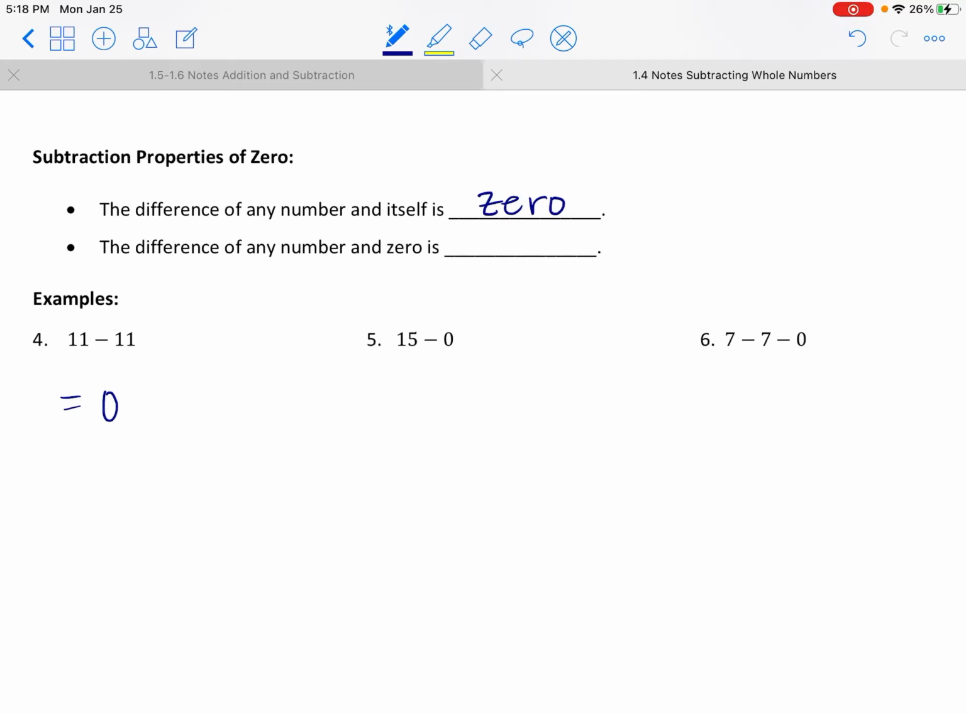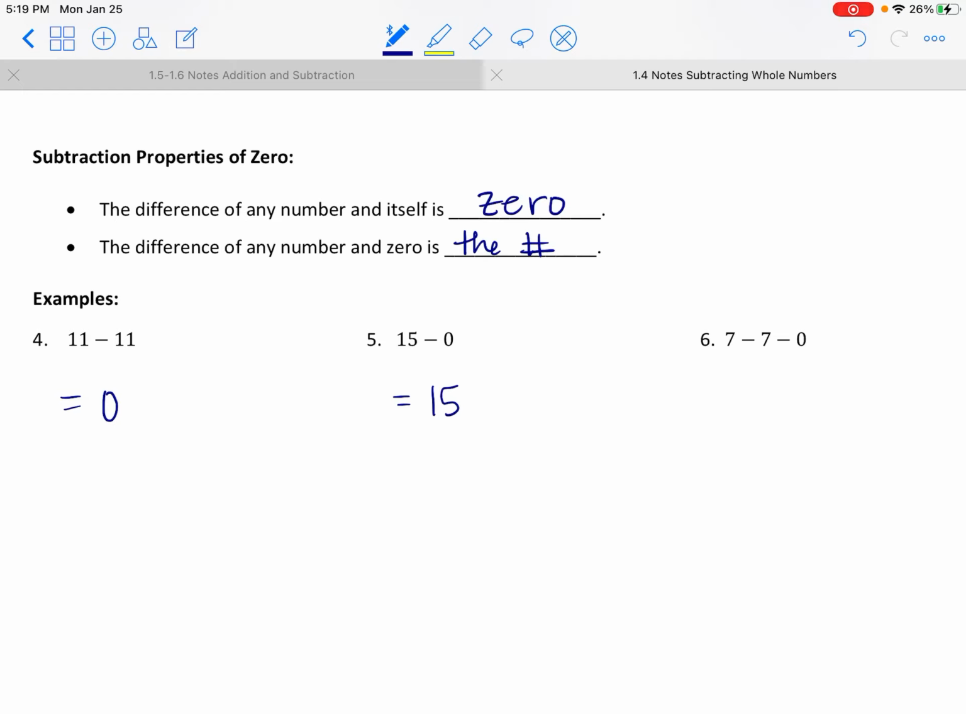The other property is that the difference of any number and 0 is the number. In other words, subtracting 0 from a number won't change the number. So for instance here, if I have 15 and I take 0 away, the answer is going to be 15, because the difference between 0 and 15 is 15 units. Okay, not taking anything away, we still have the 15 left over.